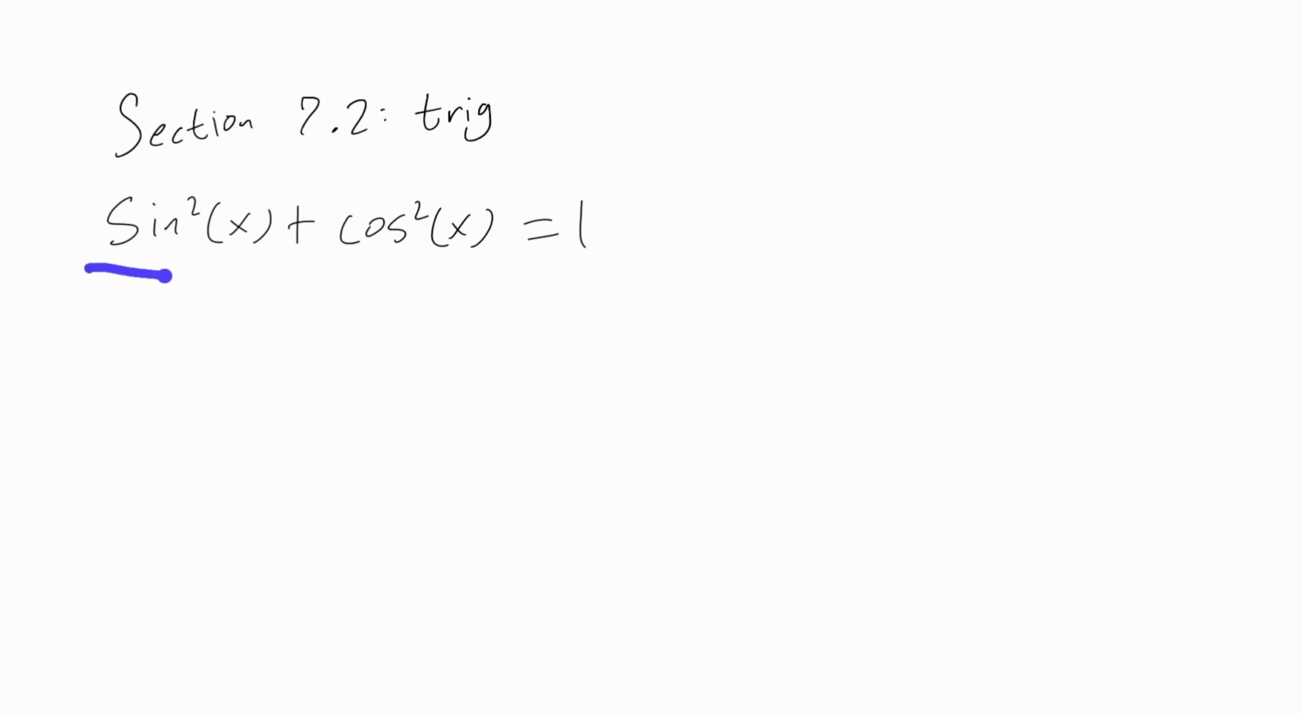One of the key trig identities, of course, the number one trig identity: sine squared of x plus cosine squared of x equals 1. And we can use this to make seemingly hard-looking integrals a lot simpler. So what do I mean by that?